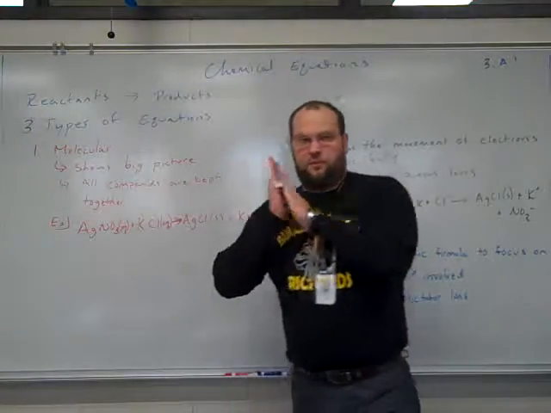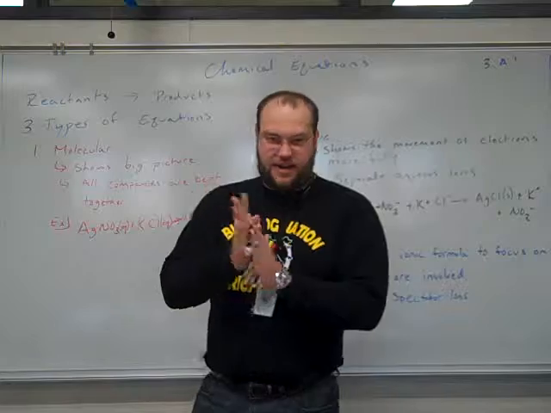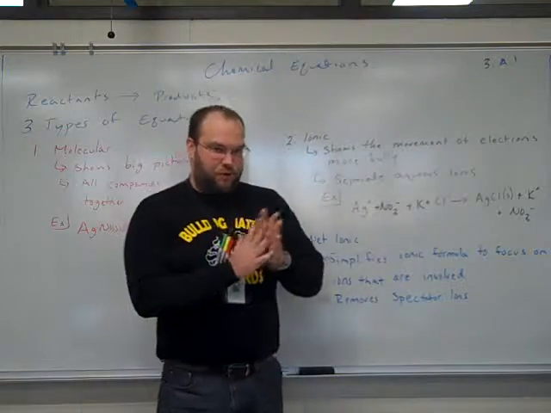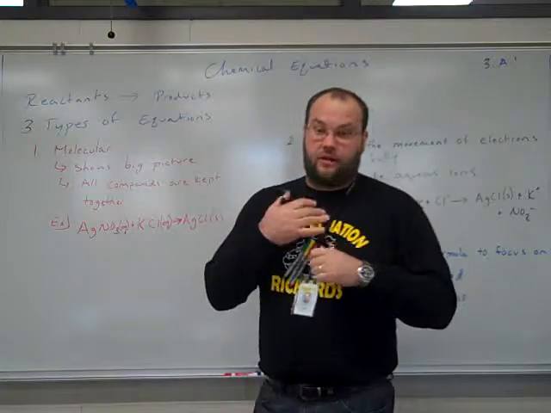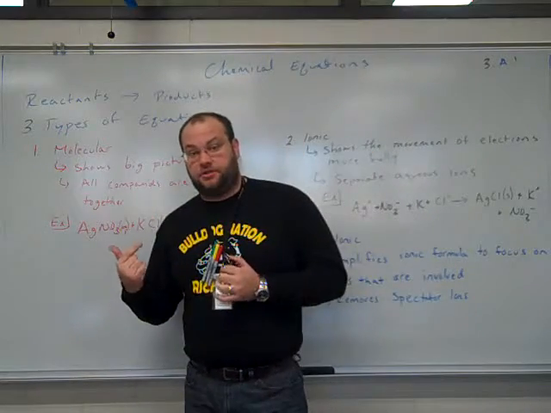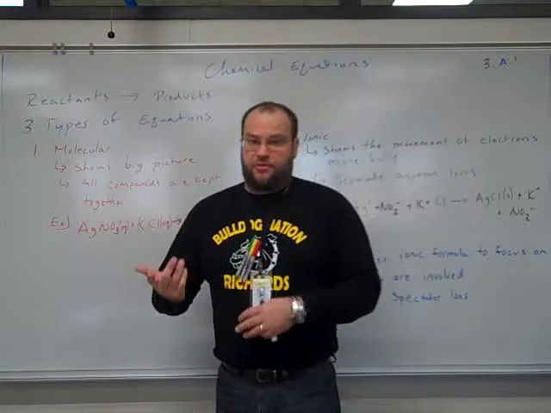Hello science friends, we're back again for Unit 3. We're starting a brand new unit. It's 3.A.1 and it's a really simple, quick concept. It's about chemical equations. There are a couple of different ways we can draw and write a chemical equation and a couple of different things that they can help us see and represent.